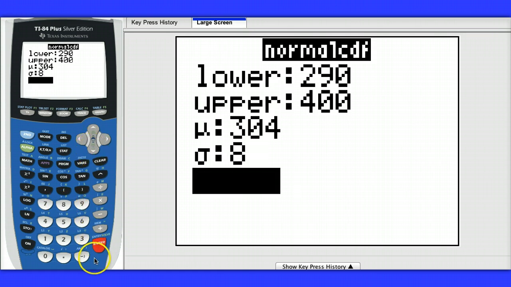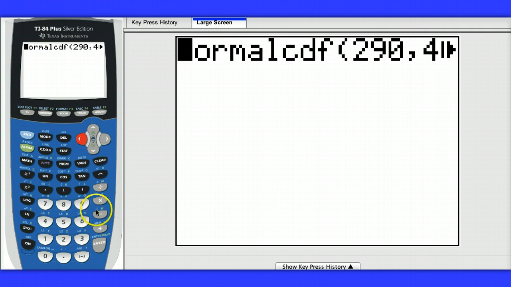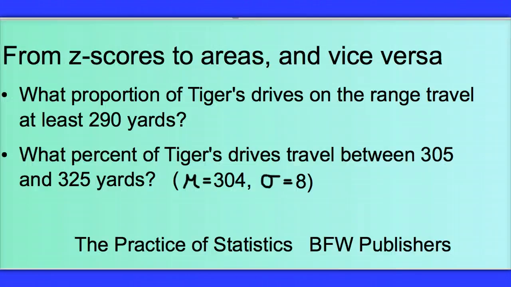We go down here to Paste and hit enter. If we scroll to the left, we can see the rest of the normalcdf command is here. I'm going to hit enter, and we can see that about 96% of his drives are more than 290 yards. Let's take a look at the second question. The second question is what percent of his drives travel between 305 and 325 yards.